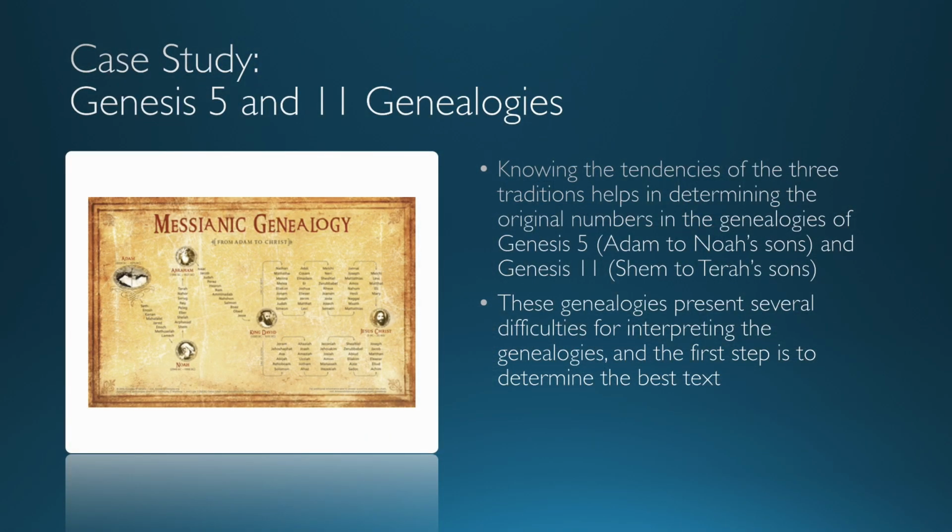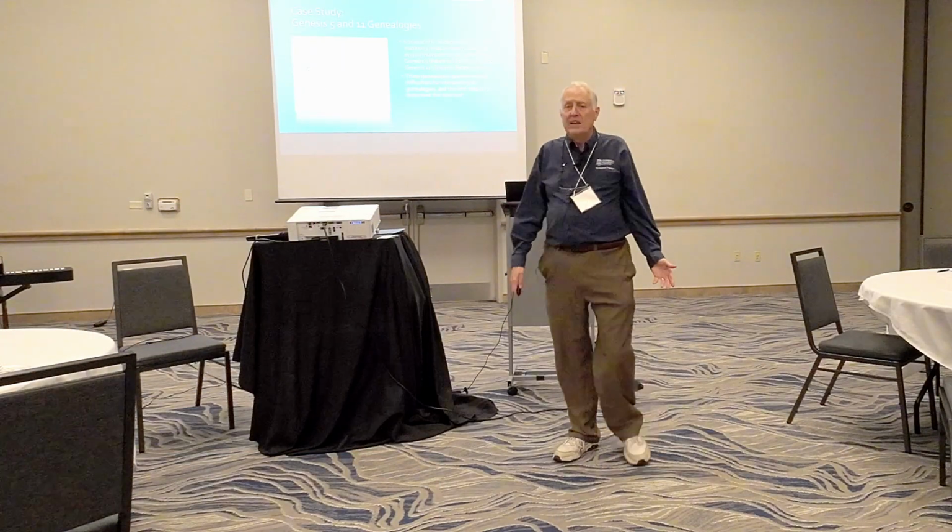They present several difficulties for interpreting the genealogies. The first thing you've got to do is determine what's the best text, because you've got three different sets of numbers.